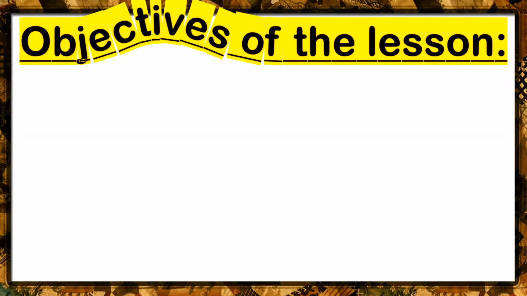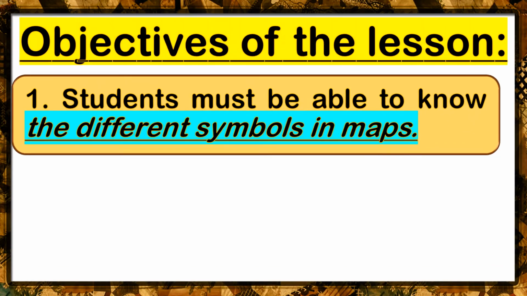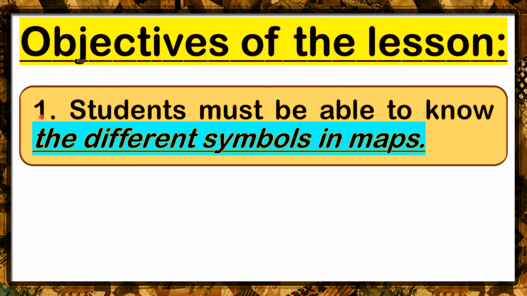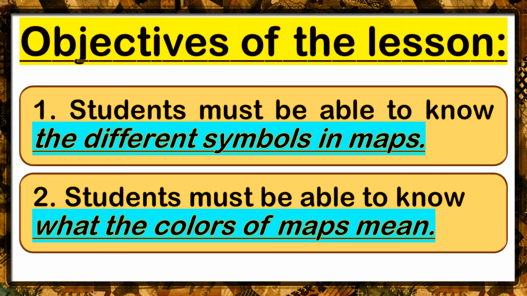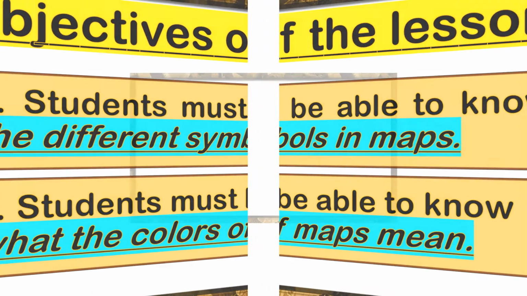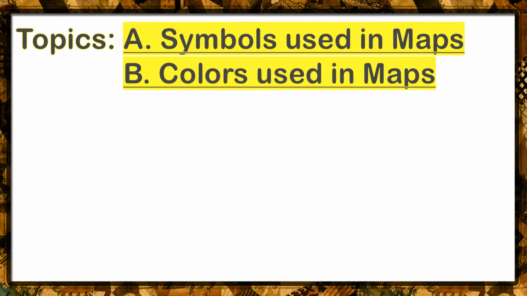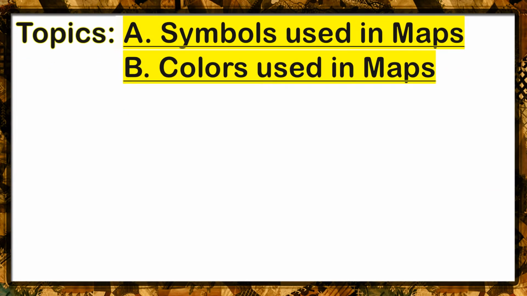Let's discuss the different objectives of our lesson for today. The first one is students must be able to know the different symbols in maps. And the second one is students must be able to know what the colors of maps mean. So I expect that after our discussion, you already know the different symbols in maps and the meaning of the different colors in maps. The topics for today are the following. Letter A, symbols used in maps. Letter B, colors used in maps.